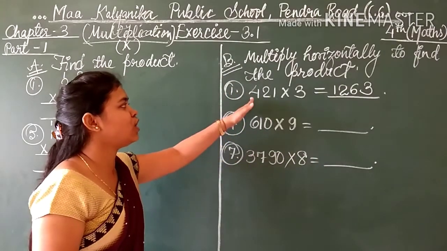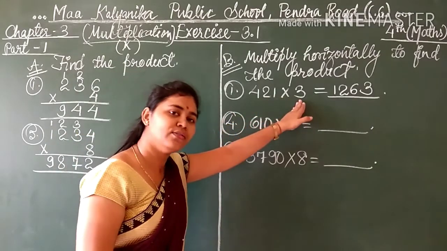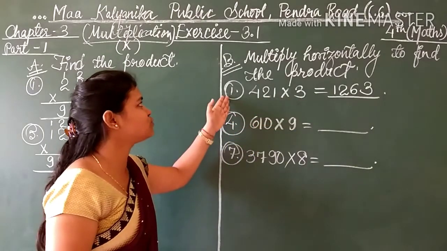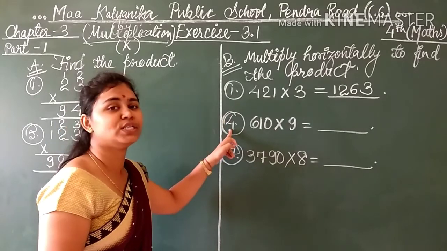1263 is the product of 421 and 3. Clear to students? This is the first question of B. Now moving to question number 4.